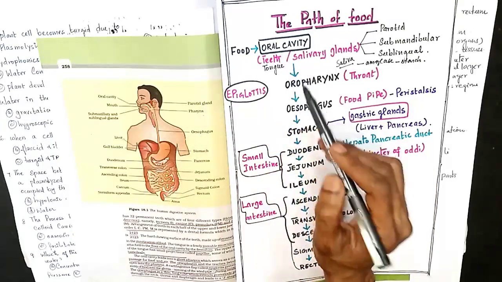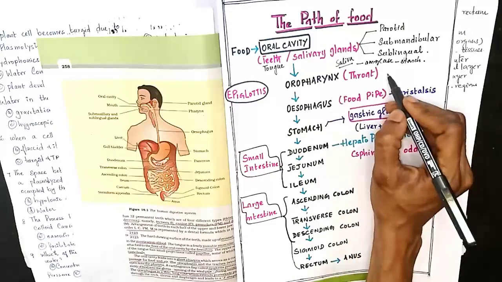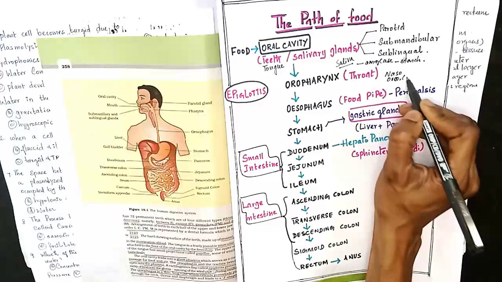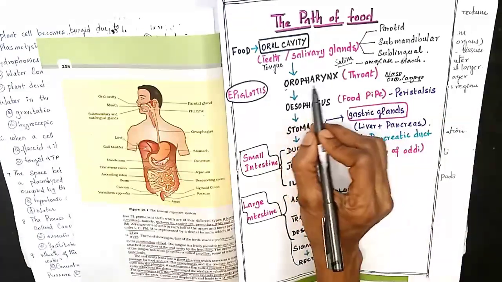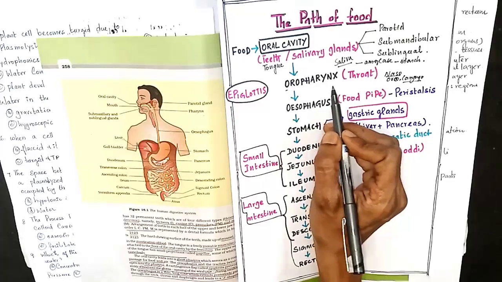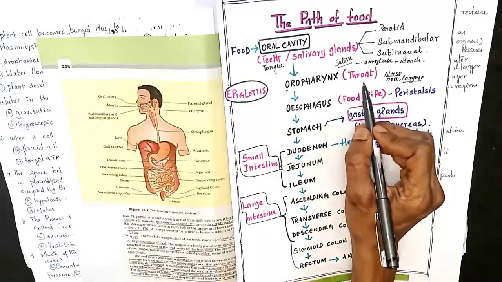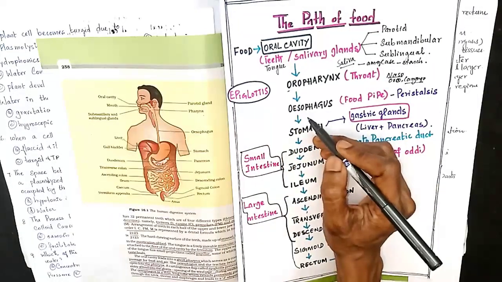From there food enters the oropharynx. Name the three parts of pharynx. You have nasopharynx, oropharynx, laryngopharynx. So oropharynx is a common pathway for both the food passage and air passage. Oropharynx is otherwise called the throat. So the food enters the oropharynx and then it enters the esophagus.